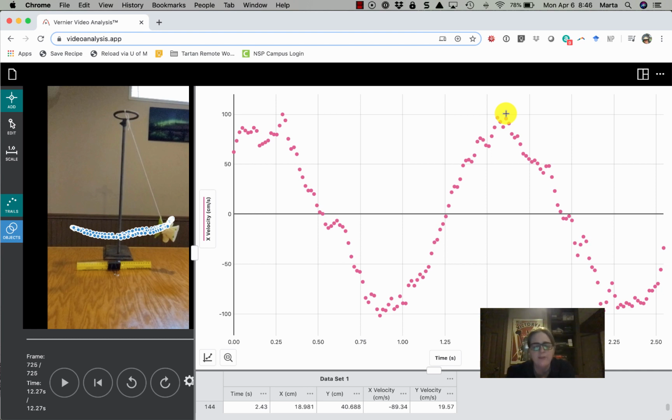So I've got the same period on my horizontal velocity time graph as I do on my horizontal position time graph. And so it doesn't matter what quantity we're looking at, we have the same period.